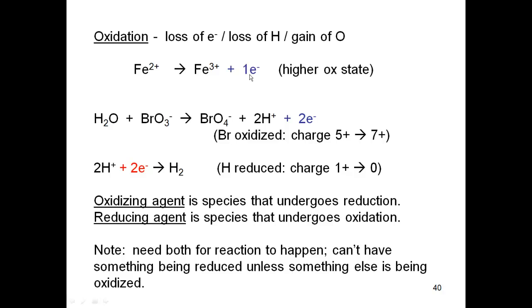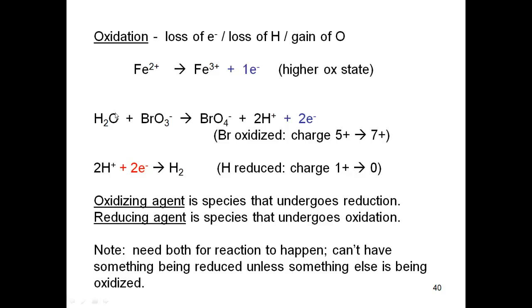It's producing electrons. Once again, +2 charge on this side, +3 and 1-. Therefore we have a +2 charge on this side, balancing the charges. What I have below here are 2 examples of half reactions. Let's see if we can figure out if it's being oxidized or reduced.